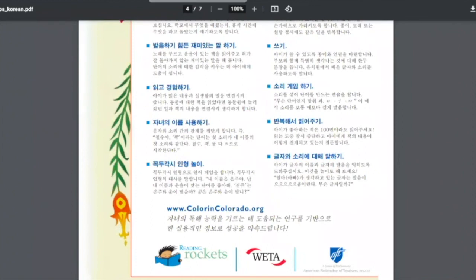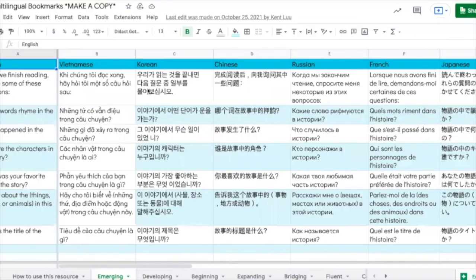And there's also a multilingual bookmark in many different languages for questions that you can ask your child.